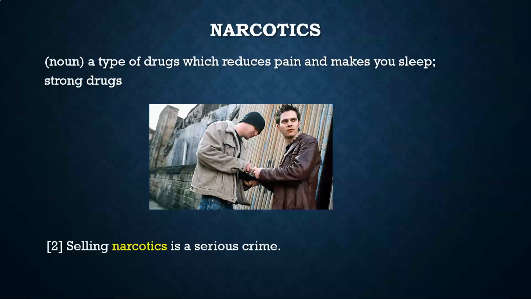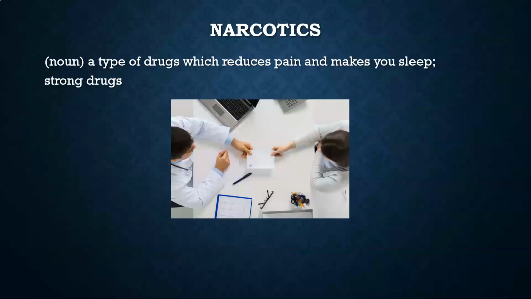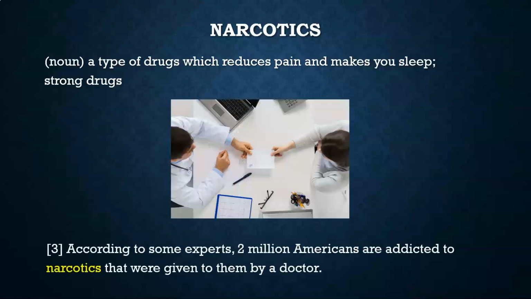For this example, selling narcotics is a serious crime. In this case, selling narcotics is selling drugs, like selling heroin or something like that. Selling narcotics is a crime. And according to some experts, 2 million Americans are addicted to narcotics that were given to them by a doctor. So this is a big problem that we're dealing with right now, that we have those strong drugs, those narcotics, given out a lot by doctors, and people can get addicted even if those drugs are legal. So that's the word narcotics for you.